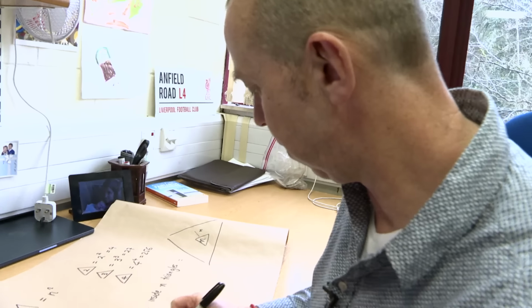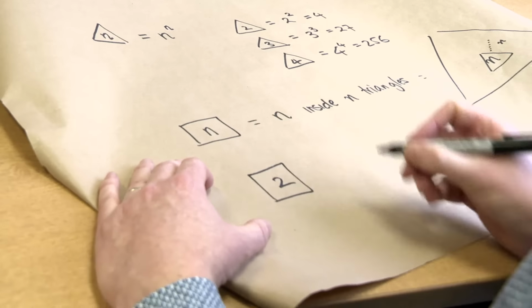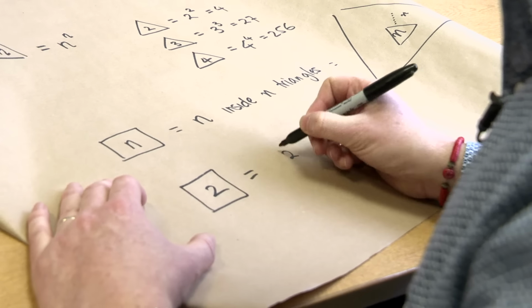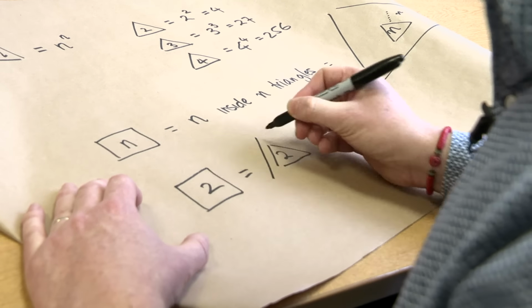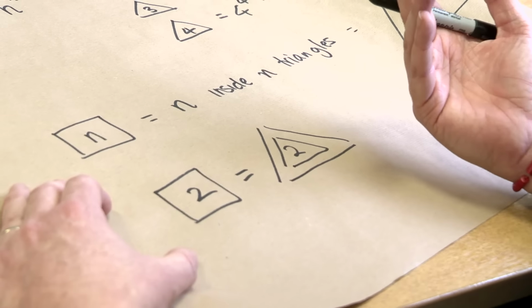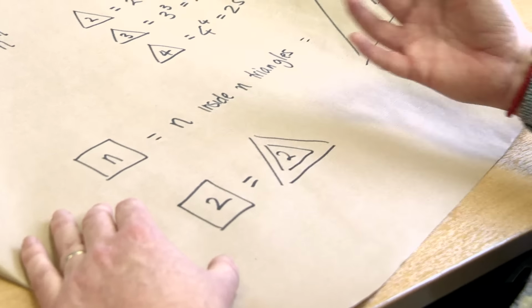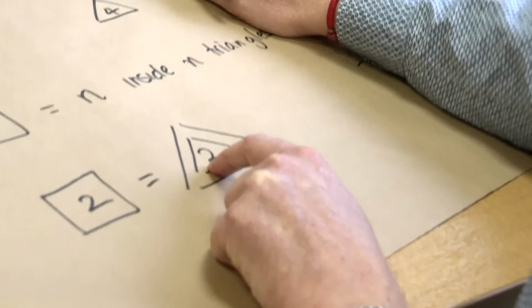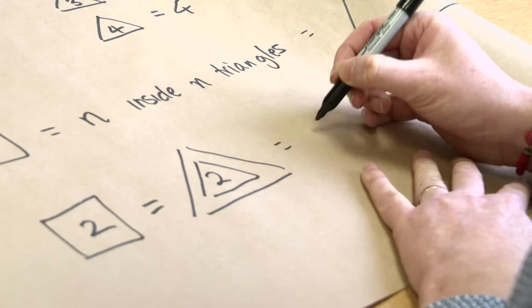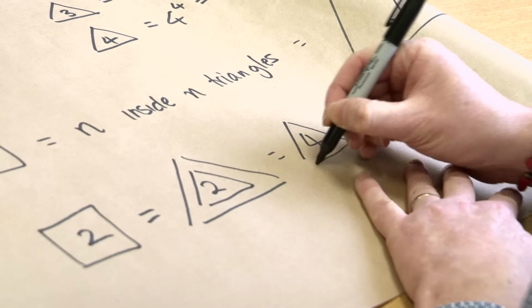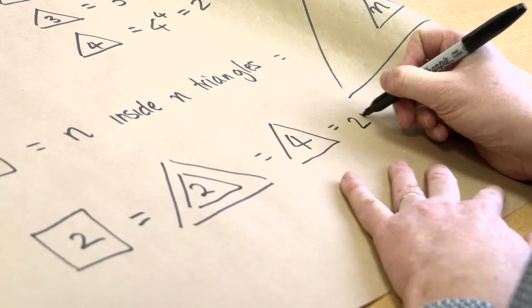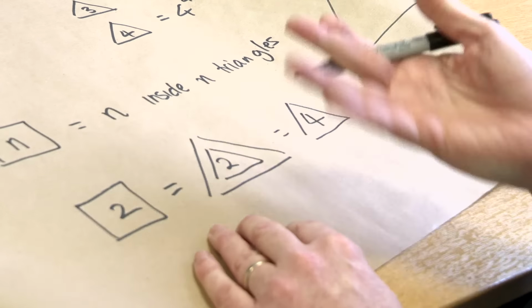So let's just try a few. Let's try square 2. Square 2 means 2 inside 2 triangles. Let's figure out what that is. There are actually 2 different ways that you could calculate this. Let's try the first way. We know what triangle 2 is: that's 4. So we can directly calculate that. That becomes 4 inside a single triangle, which we've already done is 256. That's 4 to the 4.